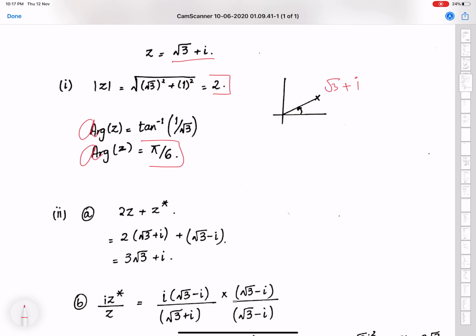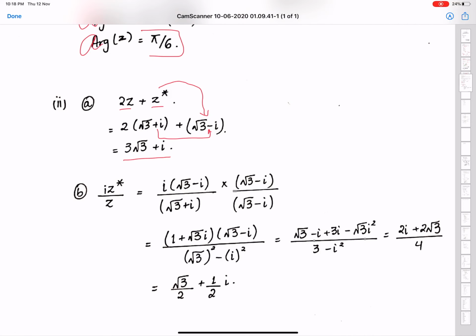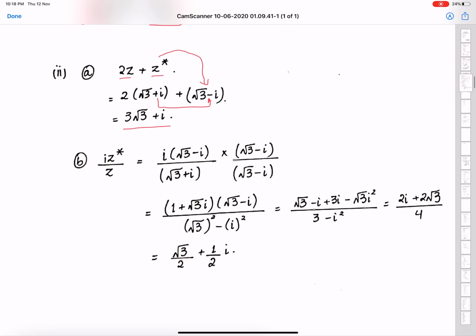Now the second part is 2z plus z star. You all know z star means the conjugate of z. Since z is root 3 plus i, therefore its conjugate must be root 3 minus i, and this is the simplified form of 2z plus z star. Now the next part is i z star upon z. You just need to rationalize this fraction, and you know how to rationalize this. So I'm not going to discuss this because we have already done 2 or 3 questions of rationalization. But make sure you handle the calculations carefully. And this is the simplified form.